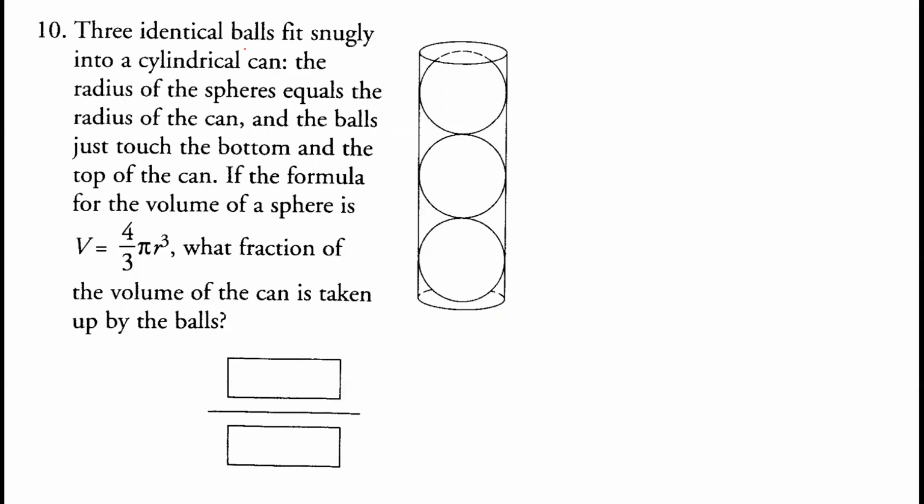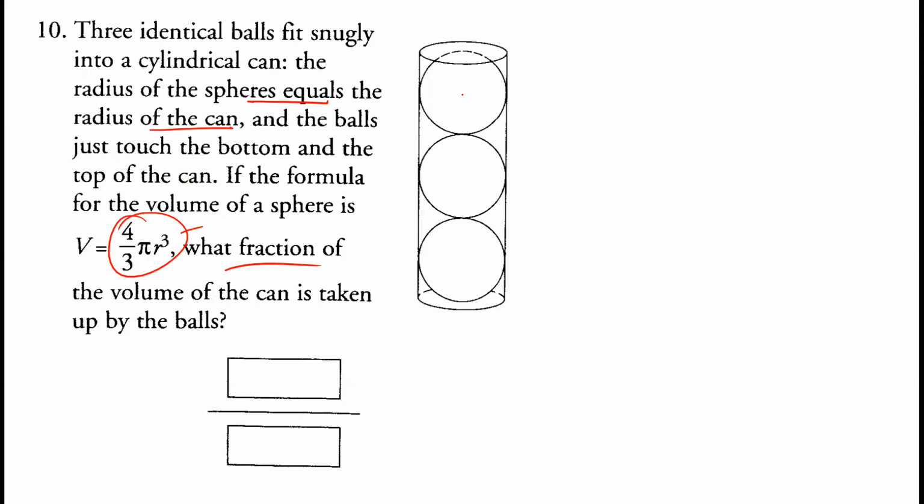Question 10. 3 identical balls fit snugly into a cylinder can. The radius of the sphere equals the radius of the can, and the balls just touch the bottom and the top of the can. If the formula for the volume of a sphere is 4 upon 3 pi r cube, you need to memorize this. What fraction of the volume of the can is taken up by the balls?